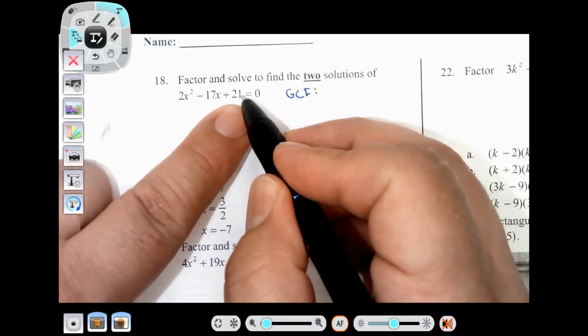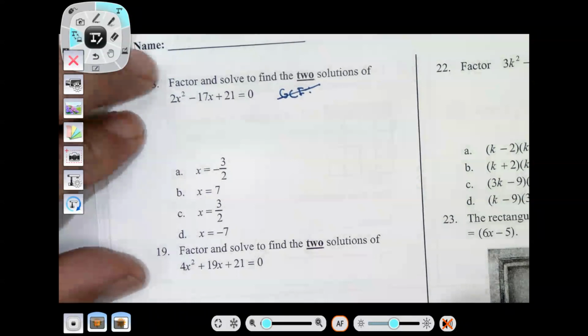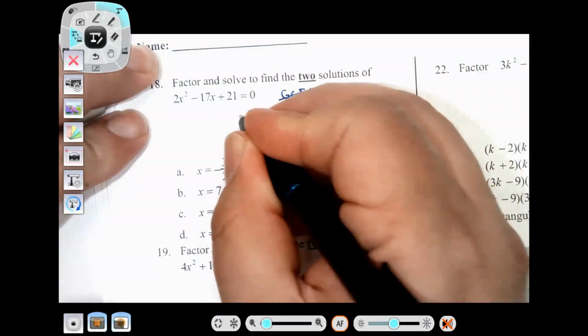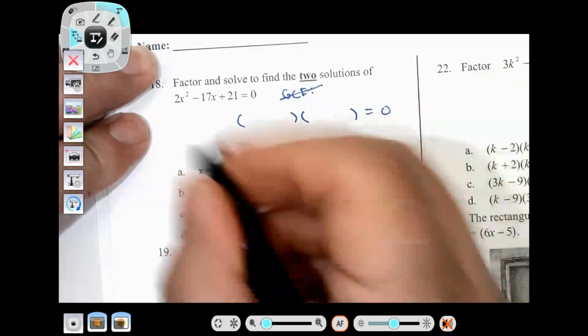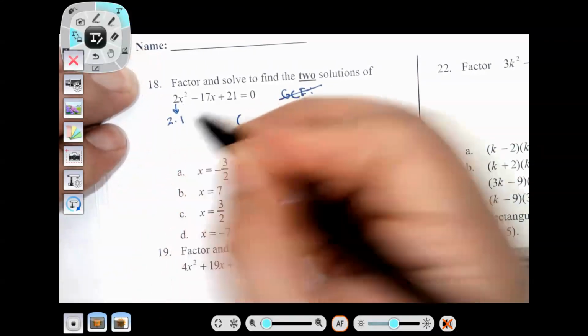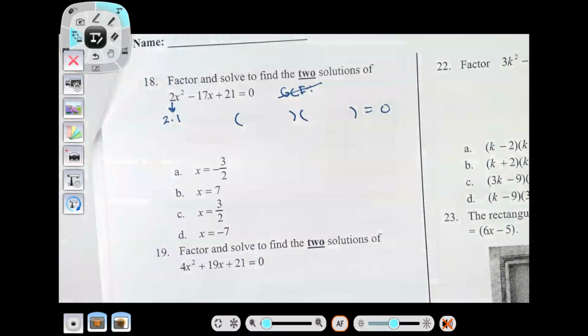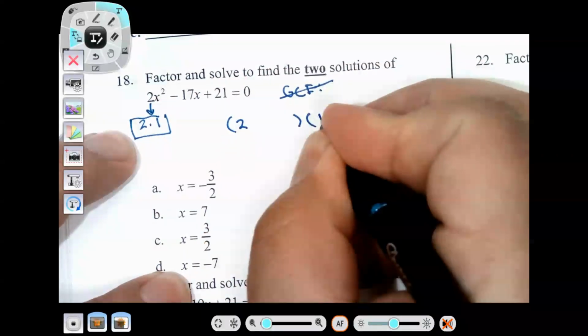This doesn't have a letter in it. Well, then it doesn't have a GCF. So we do what we've done before. I'm just going to move it to the side here a little. I get my two parentheses. There's my equals 0. Now, there is a 2, so 2 times 1 are my factors of a 2. And because I only have one option for this one, I'm going to write them down right away. There's a 2, there's a 1.